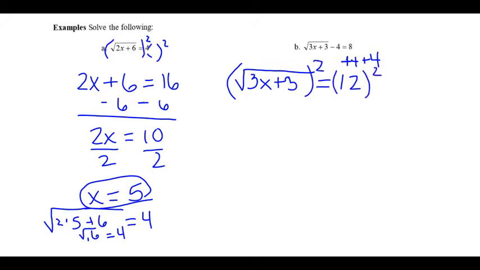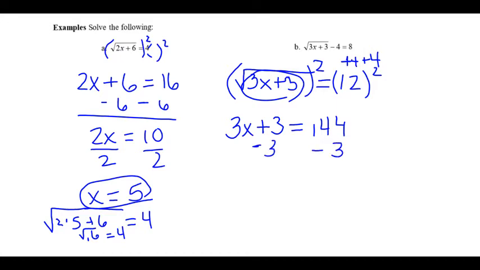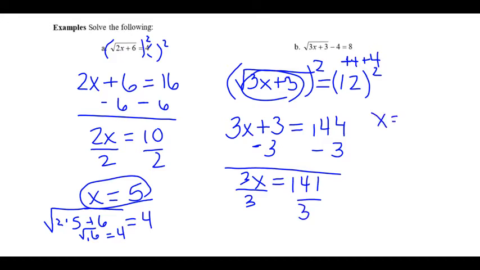And again, when you square a square root, you end up with what's under the radical. So we'll end up with 3x plus 3. 12 squared is 144. And a linear equation again, solve it. I'll subtract 3 from both sides. So I have 3x equals 141. Divide both sides by 3. And when I do that, I get x equals, it does go in evenly, 47.